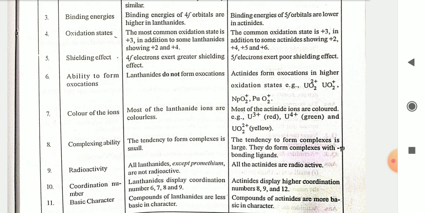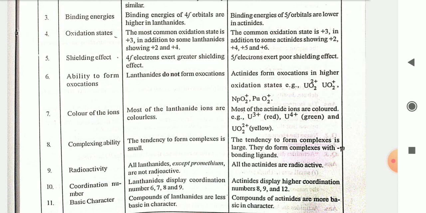Sixth, ability to form oxocations. Lanthanides do not form oxocations. Actinides form oxocations in higher oxidation states. Example, UO2 2+, UO2 +. Seventh, color of the ions. Most of the lanthanide ions are colorless. Most of the actinide ions are colored.